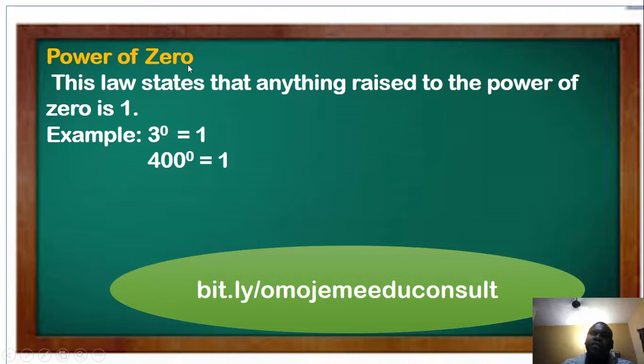The power of 0. This law states that anything raised to the power of 0 is 1. So 3 raised to the power 0 is equal to 1. 400 raised to the power 0 is equal to 1. So that's what we have for today.